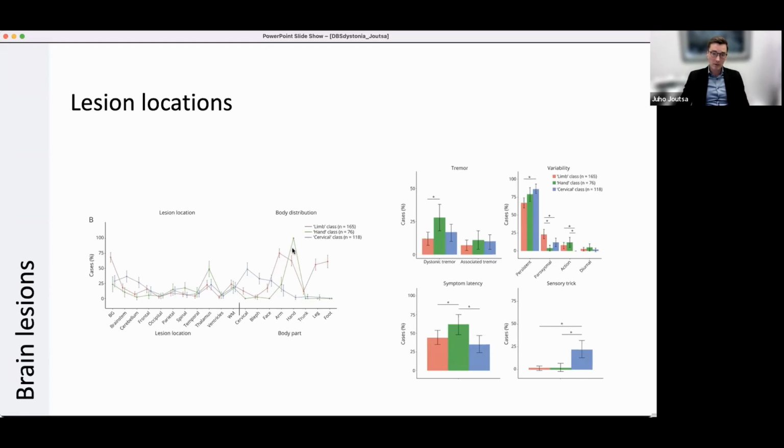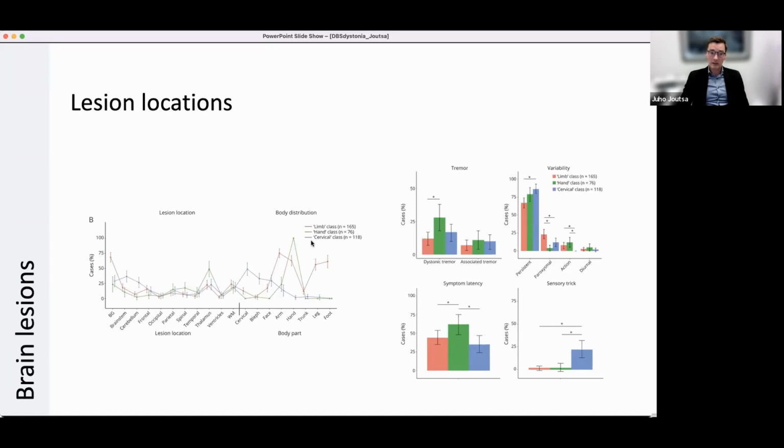typical body regions affected. So how you interpret this graph is that if you look at the green line, which represents the hand class, almost 100% of the patients in this class had dystonia affecting the hand. And thalamic lesions were overrepresented in this group. Similarly, with the blue line, there's the cervical class. Lesions affecting the brainstem and cerebellum were most common in this group, and they were characterized by dystonia in the cervical area, eyes, and face.